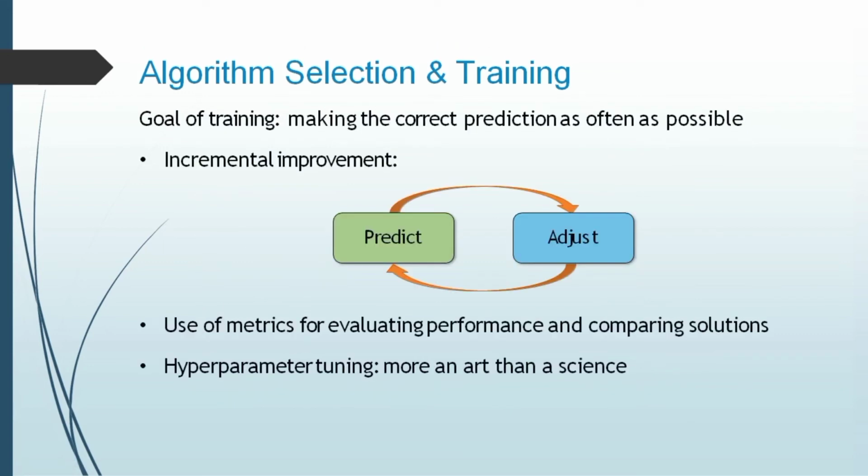The goal of the training is to make correct predictions from the data. So we are predicting by adjusting to the data set, or creating information from the data set, and we are using different performance metrics to find out the accuracy of the model.